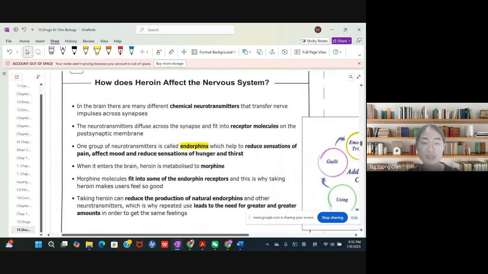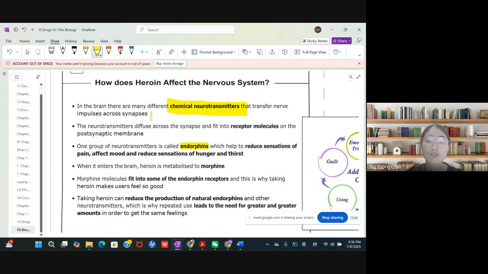Okay, so we read about this statement first. In the brain, there are many different chemical neurotransmitters. They help to transfer the nerve impulse across synapses. Because a neurotransmitter is a chemical signal that helps you connect from one nerve to another nerve across the gaps. So the neurotransmitters diffuse across the synapse and then they bind to the receptor protein molecules on the postsynaptic membranes.